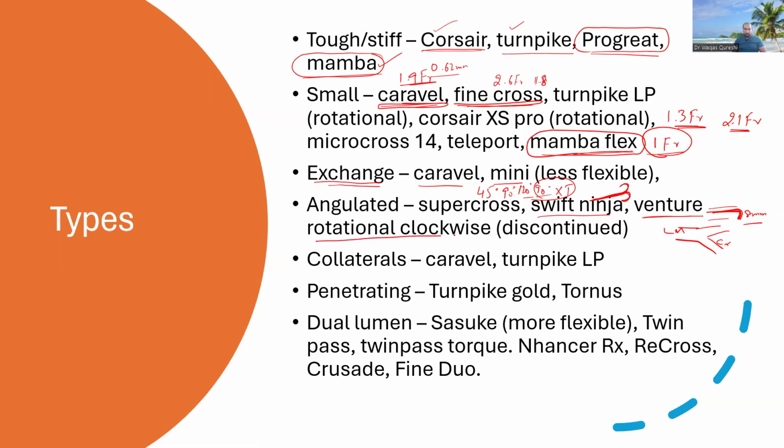You have to do a rotational clockwise turn on this, so you have to memorize what turn direction you should take. For collaterals, I use Caravelle. You can use Fine Cross. You can use Turnpike LP.